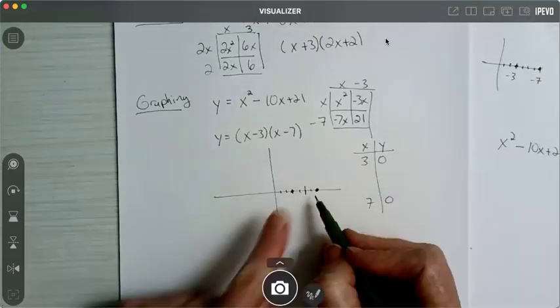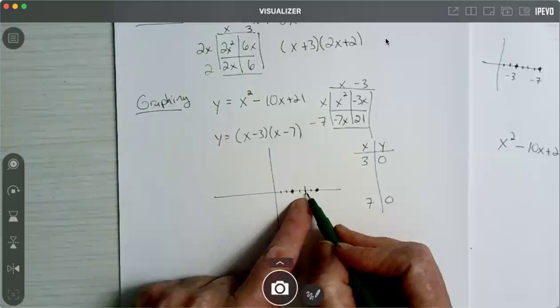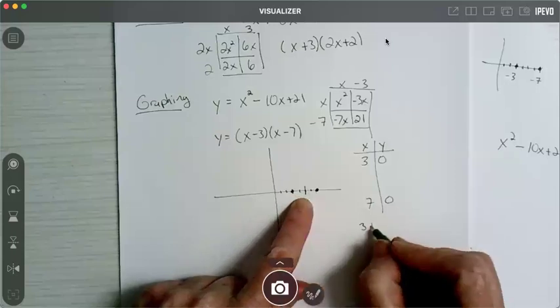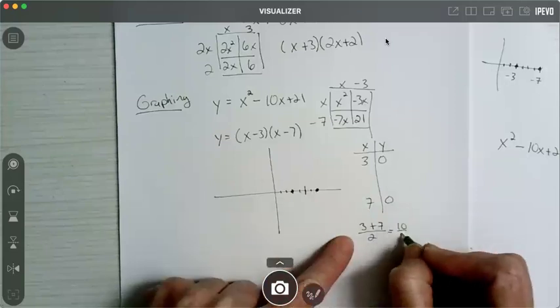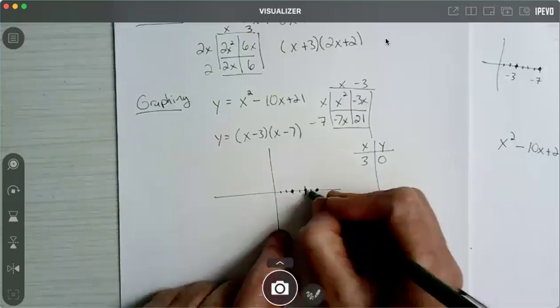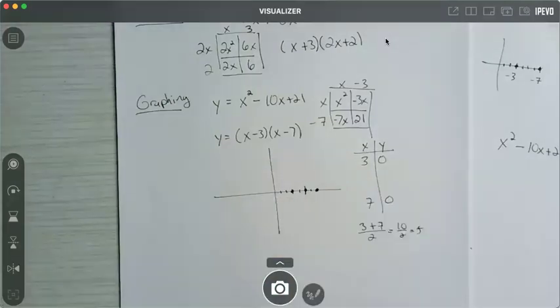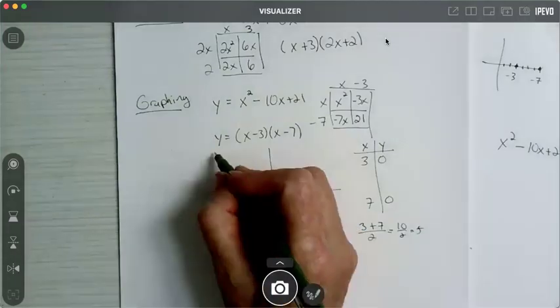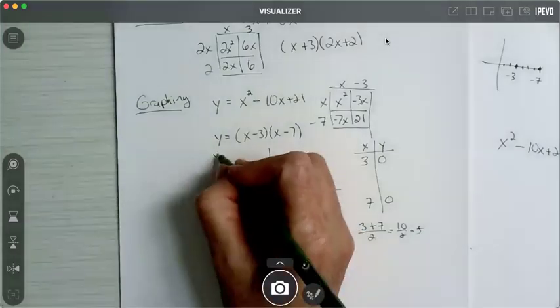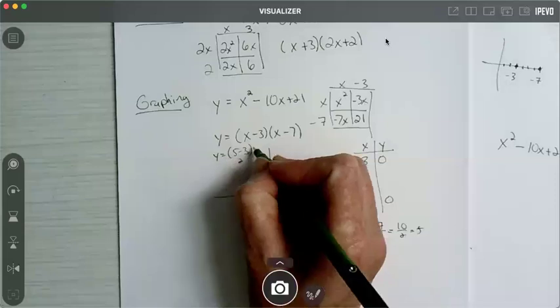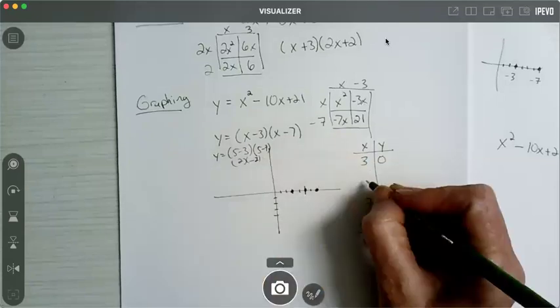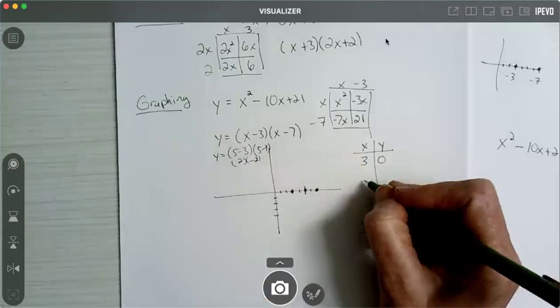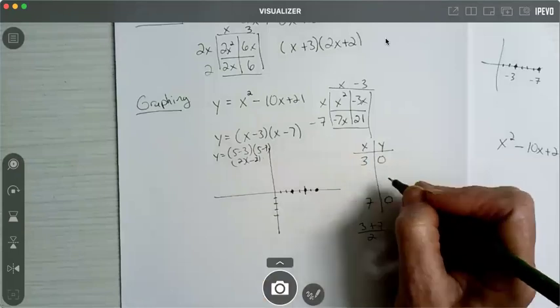If I wanted to count to the middle, I would go to the middle. I could also always add my 2 intercepts and divide by 2. So 3 plus 7 is 10, divided by 2 is 5. That's the same result as counting to that middle. Now to find my vertex, I'm going to plug in 5, and I would do y equals 5 minus 3, which is 2, and then 5 minus 7, which is negative 2. And I will get down here that my vertex is happening at negative 4. So my vertex is 5, negative 4.